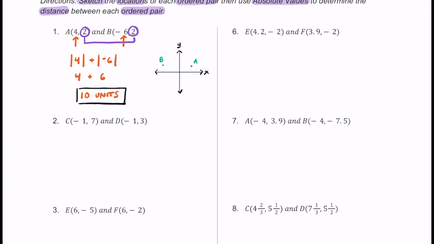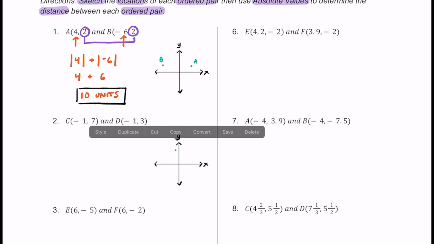All right, let's check out number 2 now. For number 2, we have point C, which is located at (-1, 7). So we start at the origin, move 1 unit to the left, and then move 7 units up. So maybe something like this in quadrant 2.